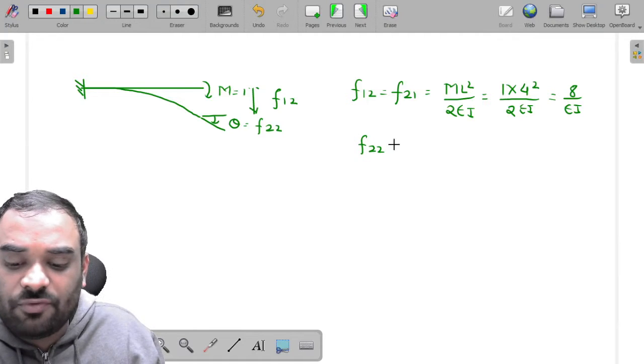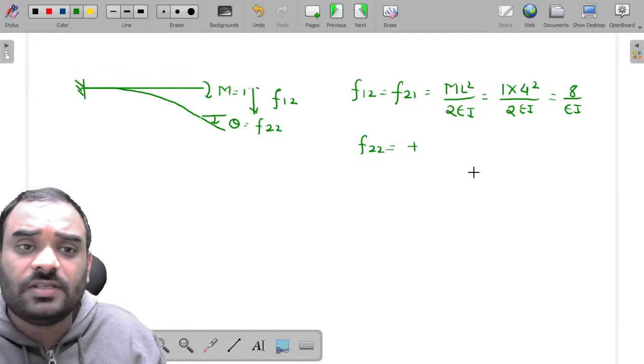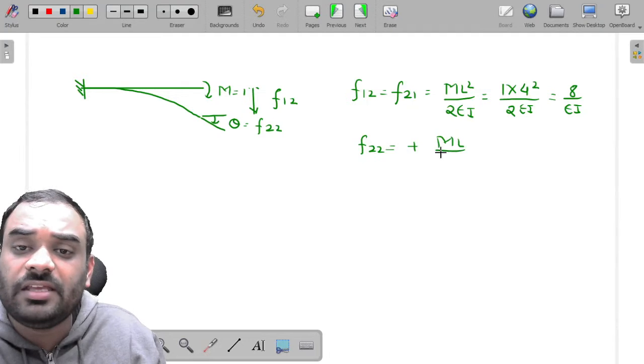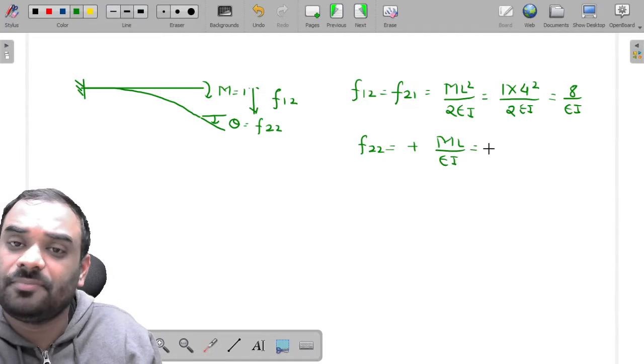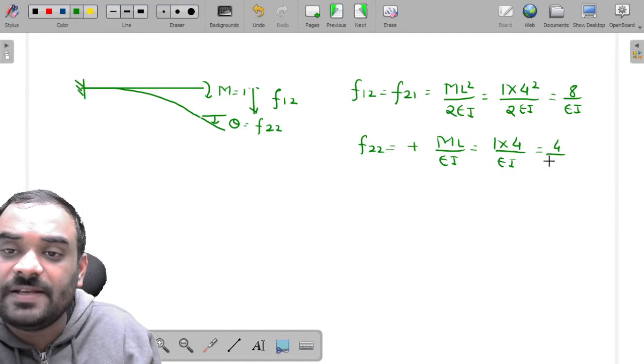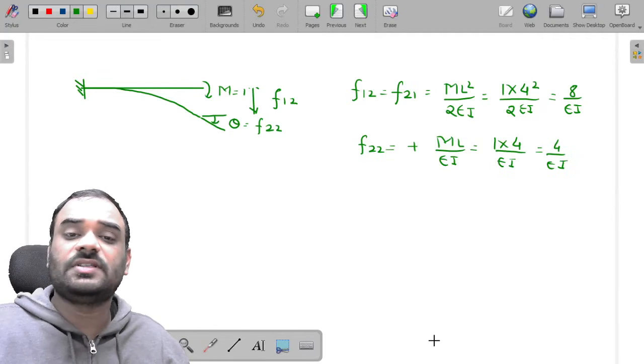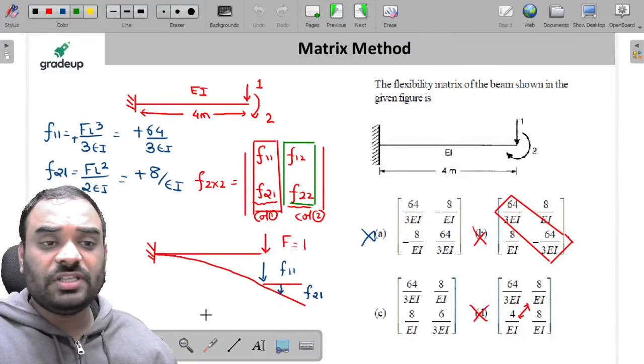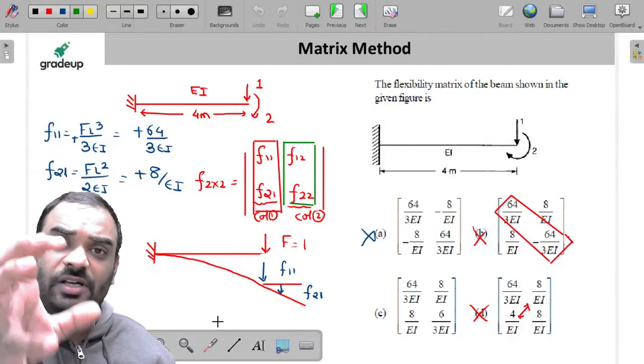What is the value of F22? It is very simple. Sir, F22 is equal to ML by EI. So what is the value of M? 1. L is 4, and EI. So 4 by EI, guys. Right? So this is the concept. By using this particular method, you are able to solve this problem.